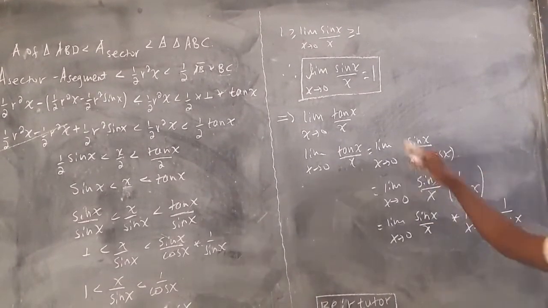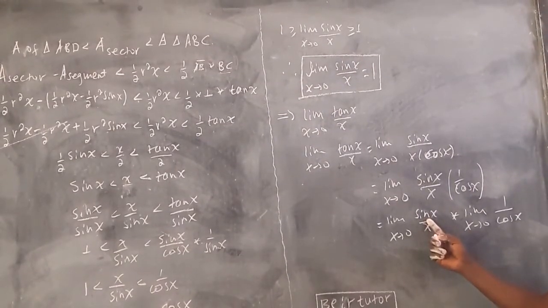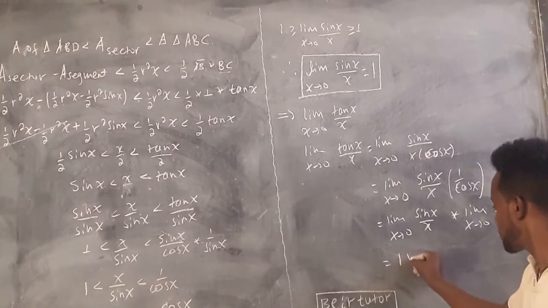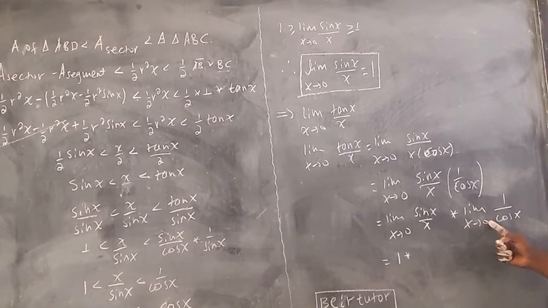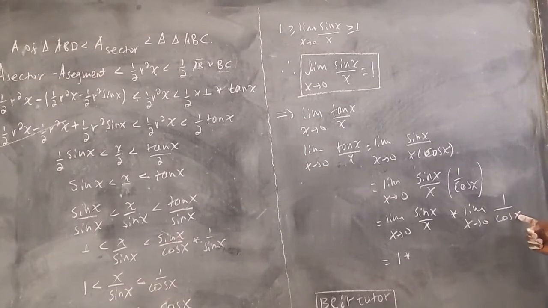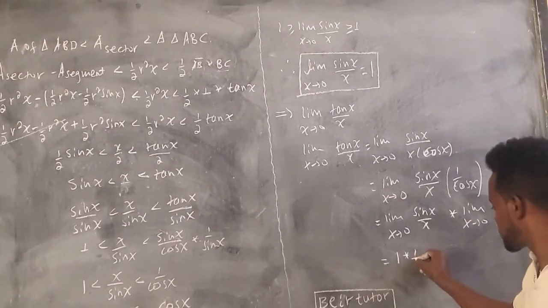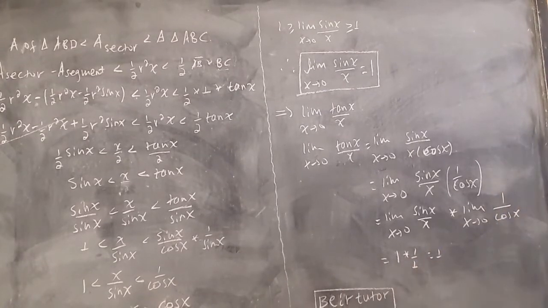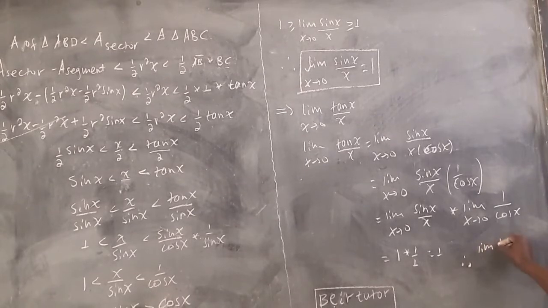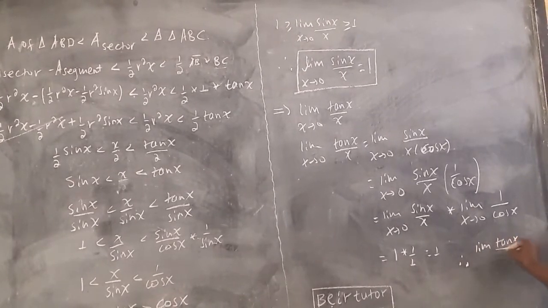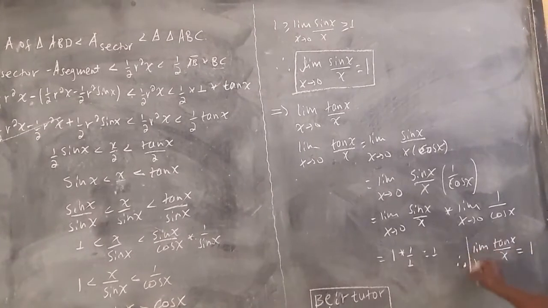We already proved that the limit of sin x over x as x approaches 0 is 1. So this is 1 times the limit of 1 over cos x as x approaches 0. We can substitute 0 for x, so that cosine of 0 is 1, which is 1 over 1. Therefore, the limit of tan x over x as x approaches 0 is 1.